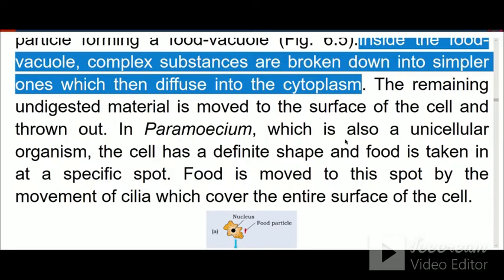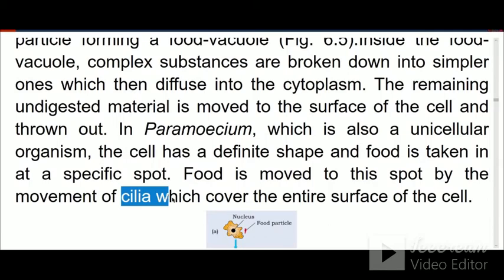In paramecium, which is also a unicellular organism, the cell has a definite shape and food is taken in at a specific spot. Food is moved to this spot by a movement of cilia. Cilia are hair-like structures which cover the entire surface of the cell.